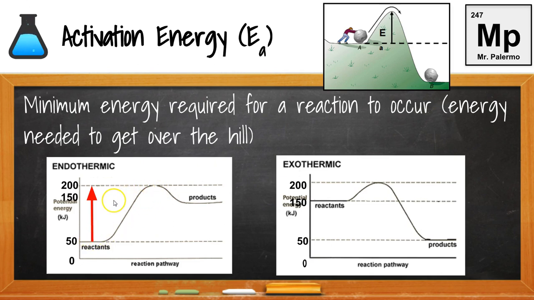If we don't have 150 kilojoules of energy being added to our reactants, then we're not going to reach the top of the hill. We don't have enough activation energy and the reaction won't take place. For the exothermic reaction, here is our activation energy here. So again, starting out the reactants, and we're adding, in this case, 50 kilojoules of energy to get the reaction to take place. Notice that the exothermic reaction doesn't require as much energy as the endothermic reaction to get the reaction going, and that's why exothermic reactions are typically spontaneous.